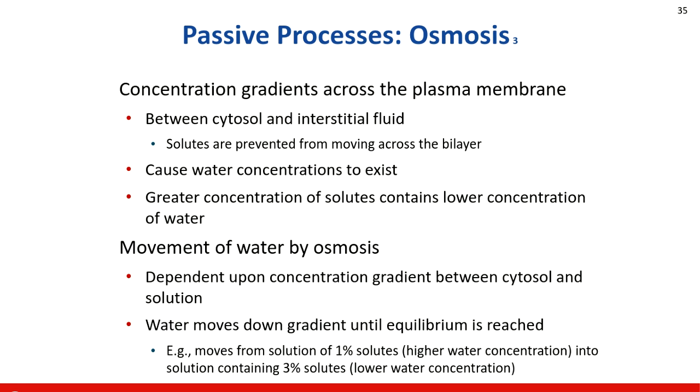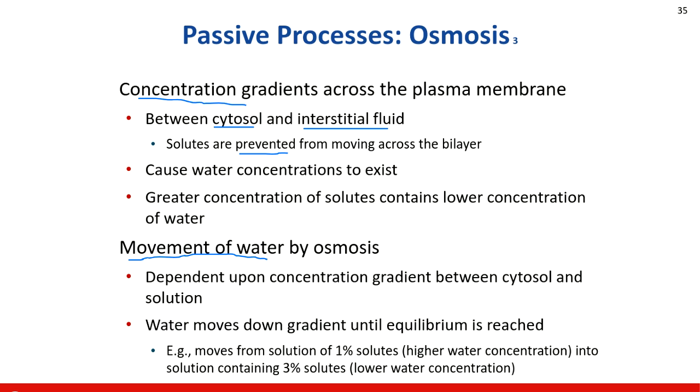All right. So a couple things we're going to talk about. One is the concentration gradient, and the other is the movement of water. So we have to establish a concentration gradient with our cell. That means we're going to be discussing the inside of the cell, which is the cytosol, and the outside of the cell, which is our interstitial fluid. Knowing what we know with osmosis, only water can move. The solutes are prevented; they cannot move across the plasma membrane.